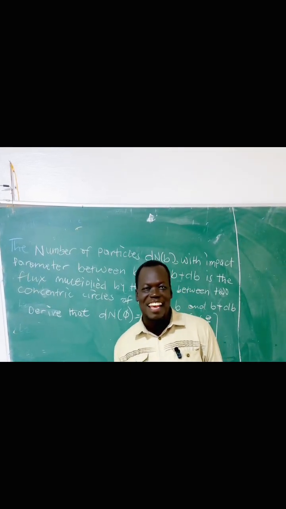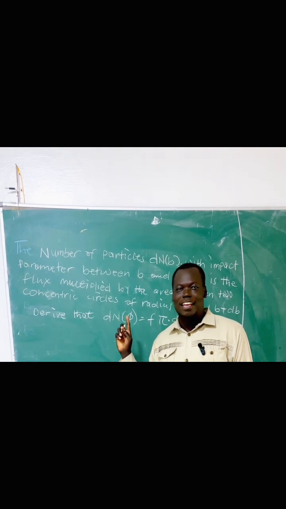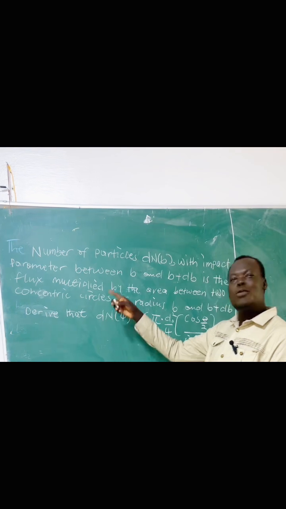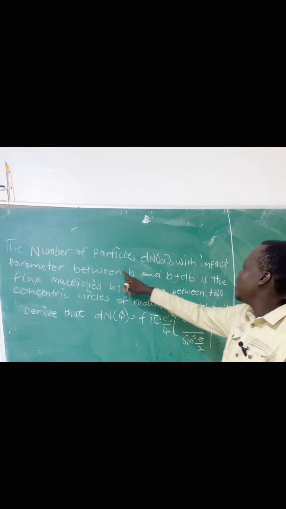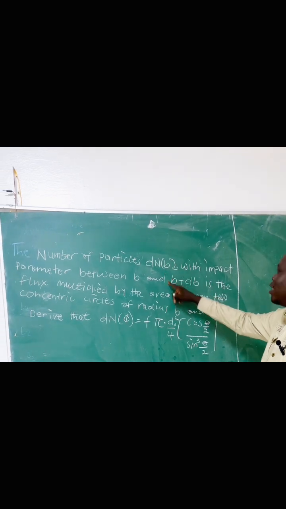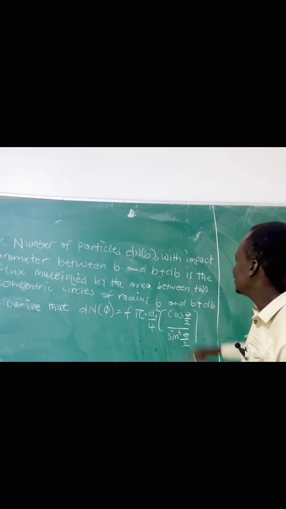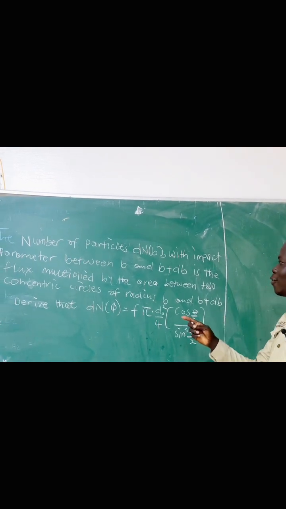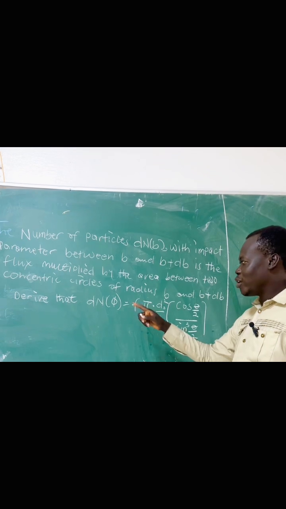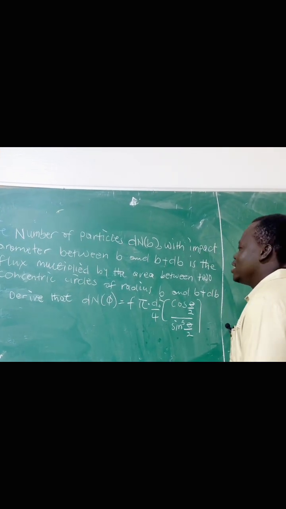This is a call. I'm coming here also to do this number. This number is physics, so I'm going to solve it, and you can see the question right here. It's saying the number of particles dN with impact parameter between b and b plus db is the flux multiplied by the area between two concentric circles of radius b and b plus db.